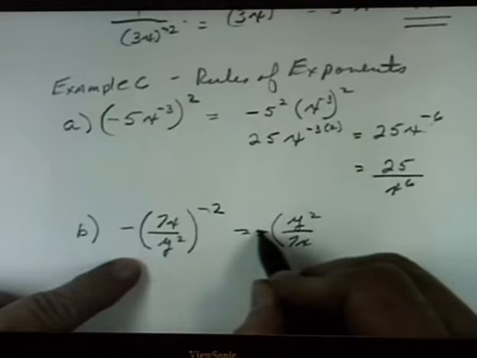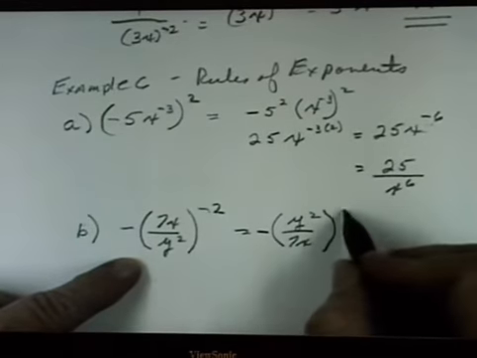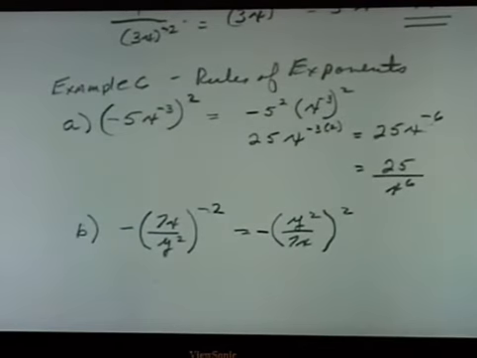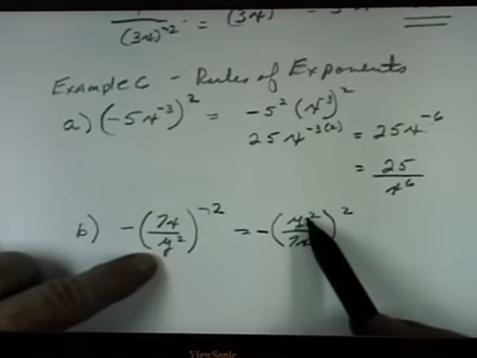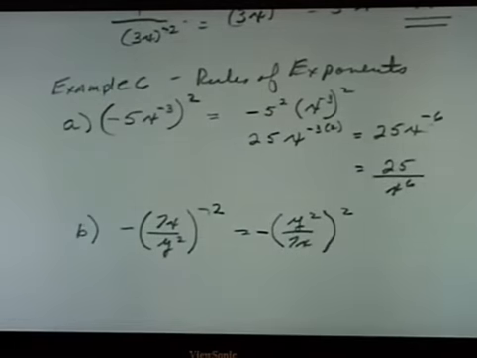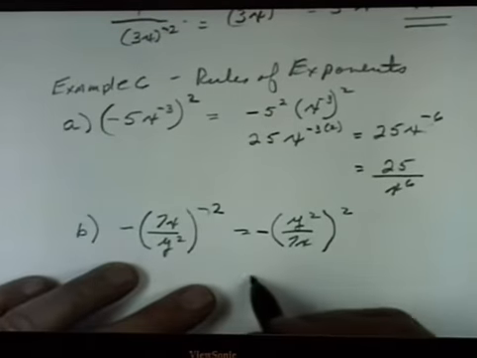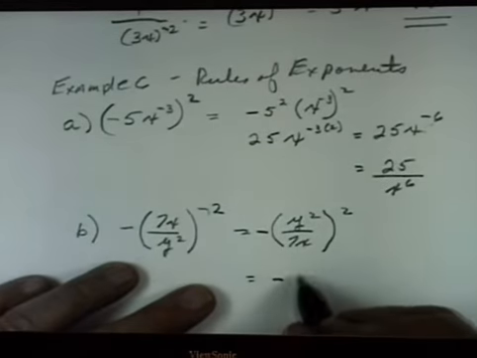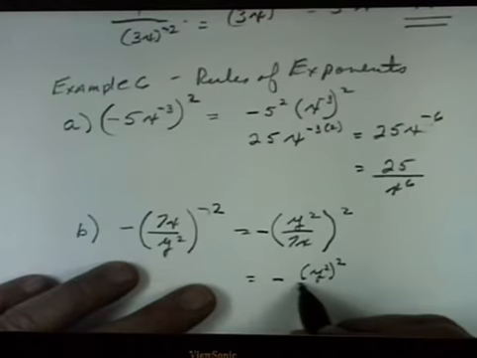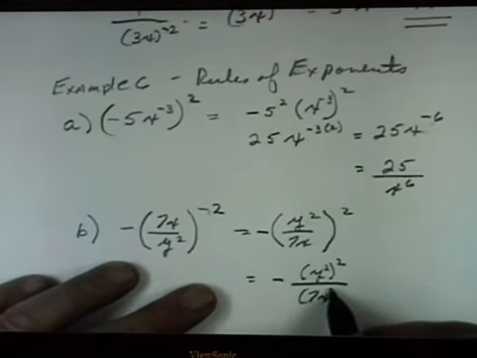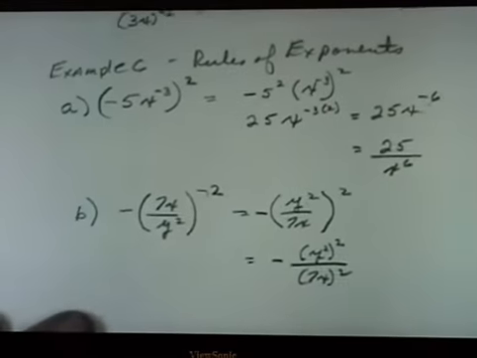We still have this minus sign out in front of it, squared. We got rid of the minus 2 by taking the reciprocal or just flipping these over. Now we're going to square the top and the bottom. We're going to have a minus y squared squared divided by 7x squared, quantity squared.